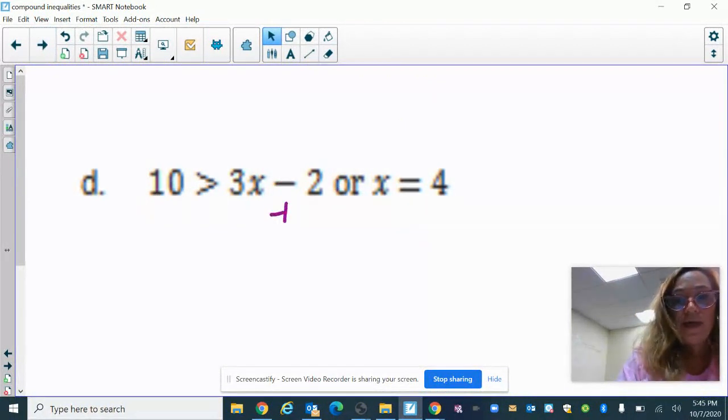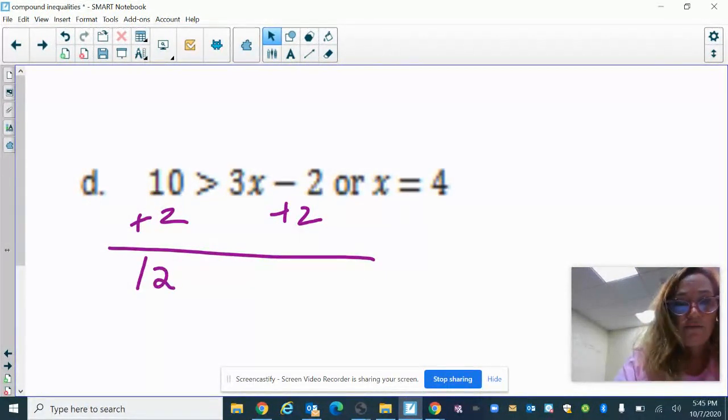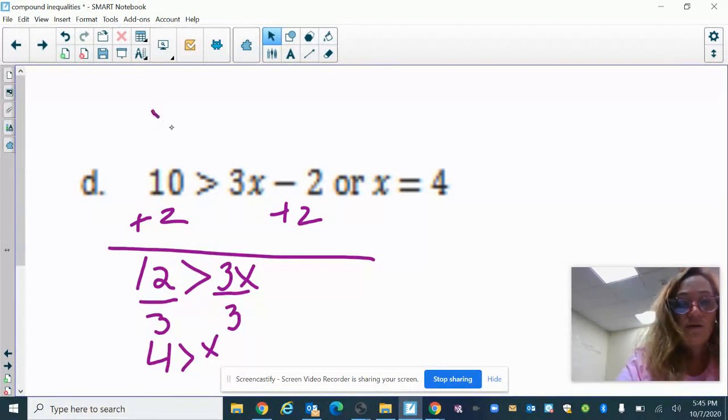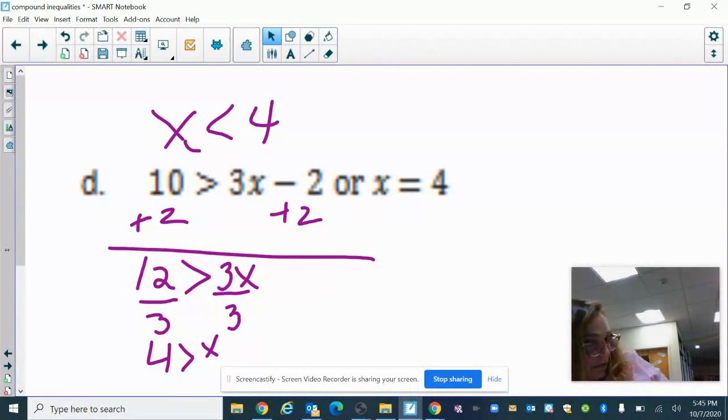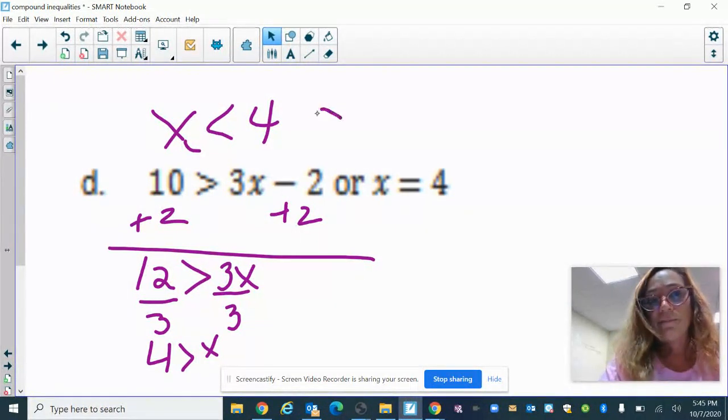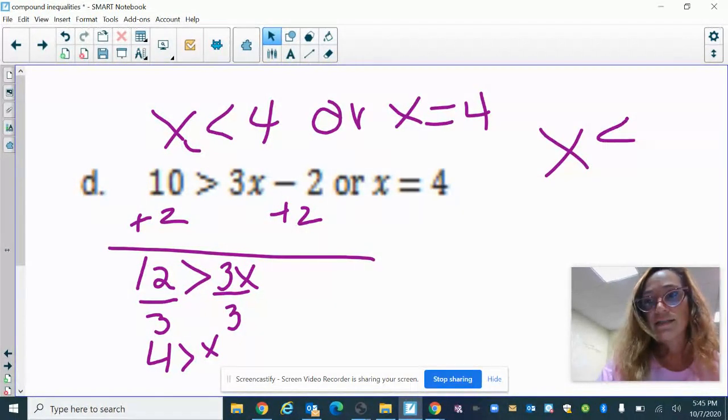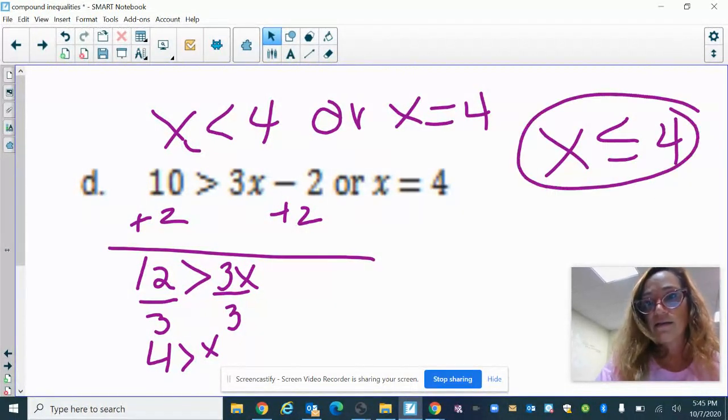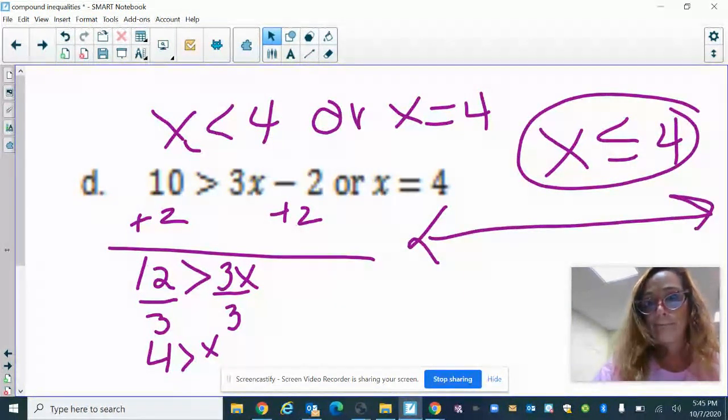All right, I'm going to do one more with you. Okay, so add 2, add 2. You get 12 is greater than 3x. Divide by 3, divide by 3. You get 4 is greater than x, which means x is less than 4. Okay, you kind of have to look at it sideways, right? This is solved already. Or x is equal to 4. That's actually x is less than or equal to 4. That's this.